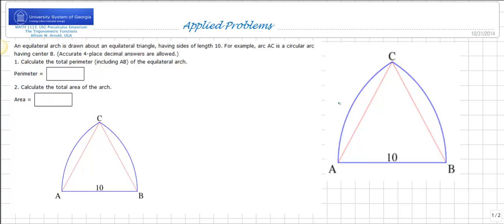Alright, so we're to calculate the total perimeter of the arch. The arch is in blue in the figure, and then we're to calculate the area. Now in order to do this, we need to remember how to get arc length, and we also need to remember that equilateral triangles are kind of special, because all of their sides are equal and all of their angles are equal. So each of these angles would be 60 degrees.